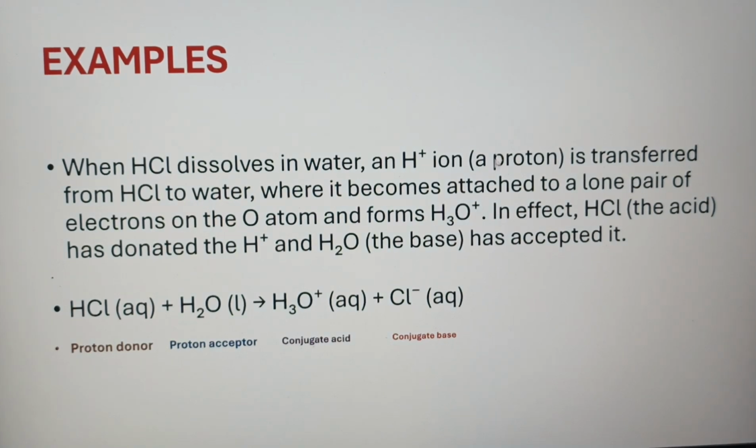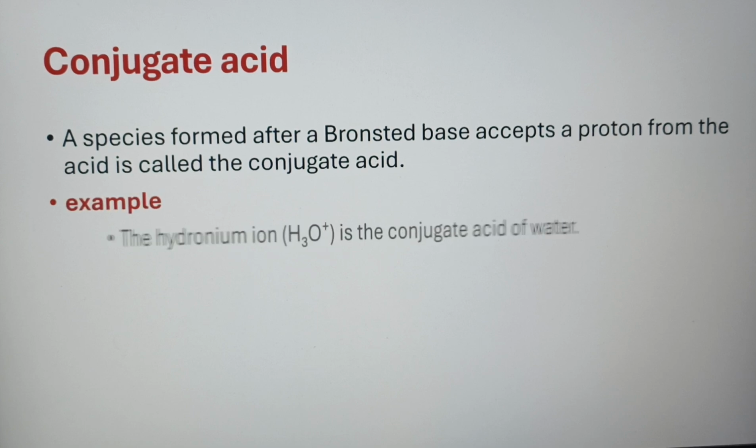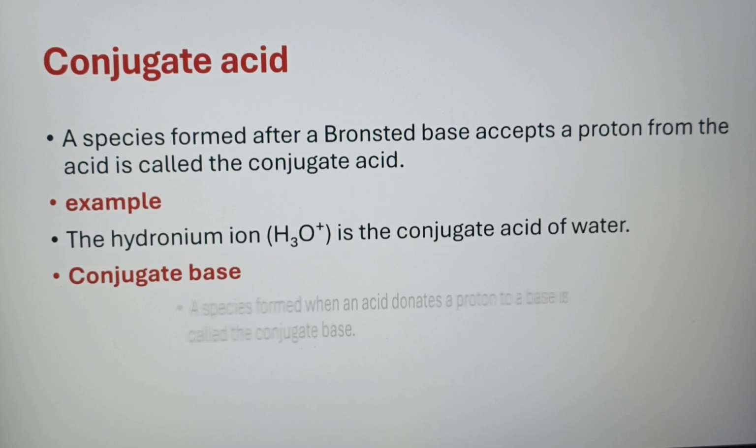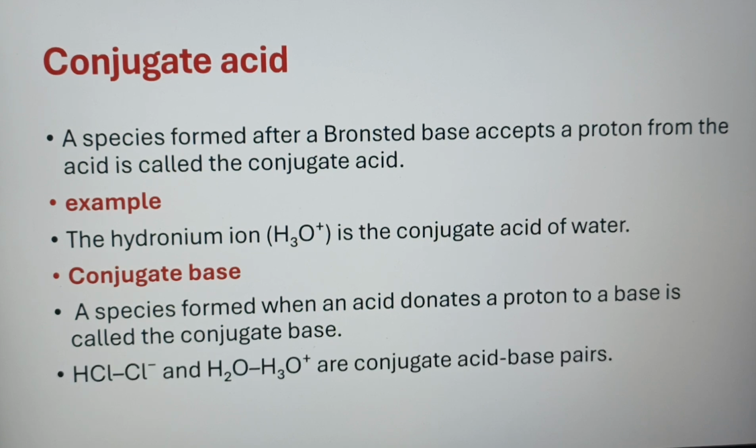Hydronium ion is the conjugate acid because it is formed after water accepts a proton, while chloride is the conjugate base formed after HCl donates a proton. So we see that a conjugate acid is formed when a base accepts a proton, and a conjugate base is formed when an acid donates a proton. This example gives us two conjugate acid-base pairs: HCl and chloride, and water and hydronium ion.